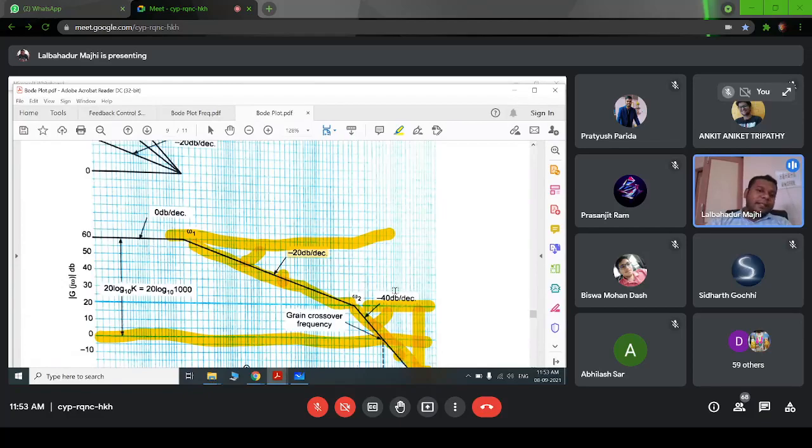Or if you invent any other innovative method, just inform me so that in the coming years, if I teach control systems, I will tell that to your juniors. I find this angle method very easy, to draw these slopes, minus 20 and minus 40.